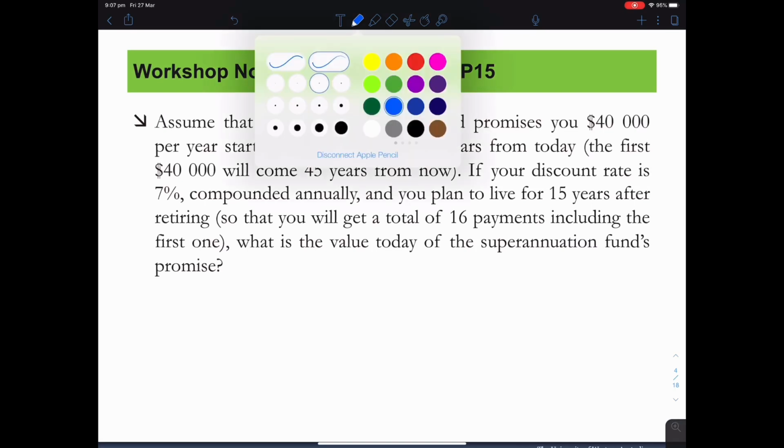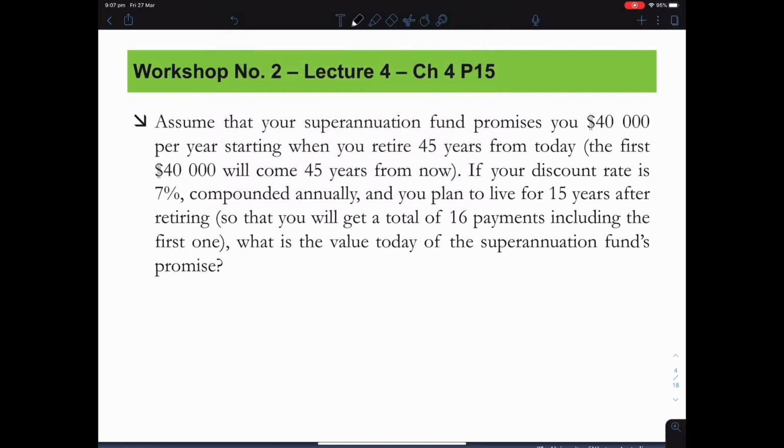This question is very similar to the previous one. Again, it's called a deferred annuity, but you don't have to know that, as long as you know it's very similar to an annuity, but it isn't, right? Let's just go through all the key points over here.